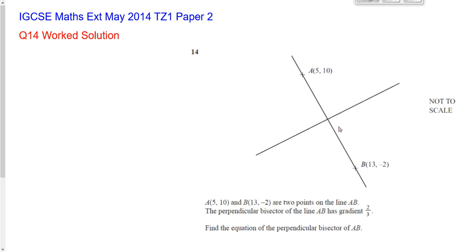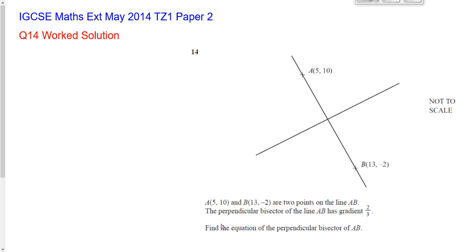What we have here is two bisecting lines. We've got 2 points on one of those lines: point A, which is at the position 5, 10, and B, which is at the position 13, negative 2. There are 2 points on line, so this is our line AB, and the perpendicular bisector of the line AB has a gradient of 2 over 3.